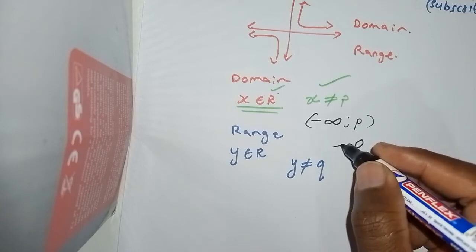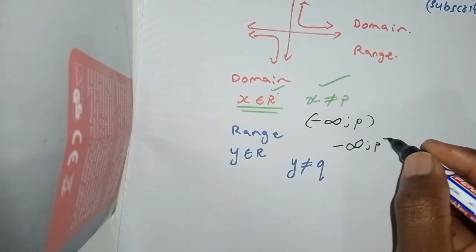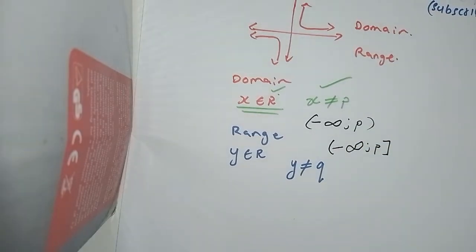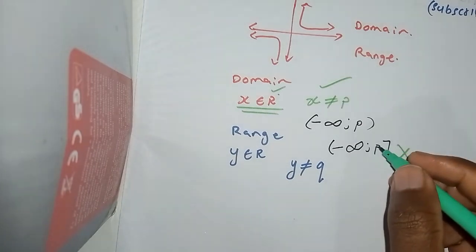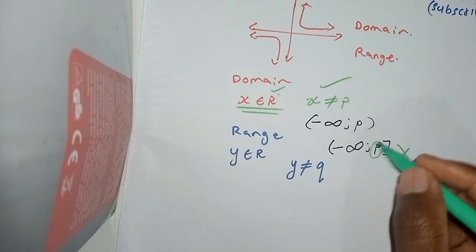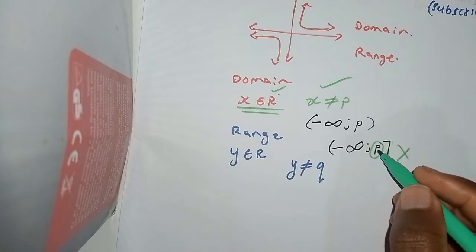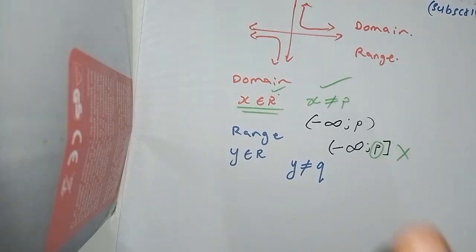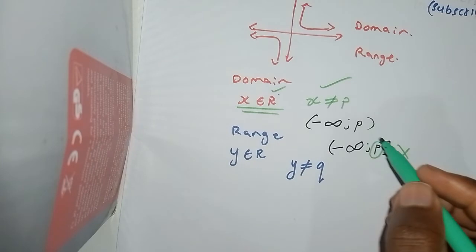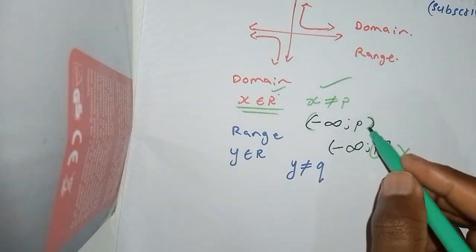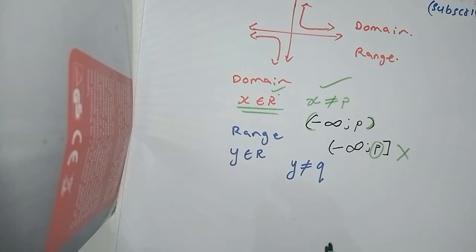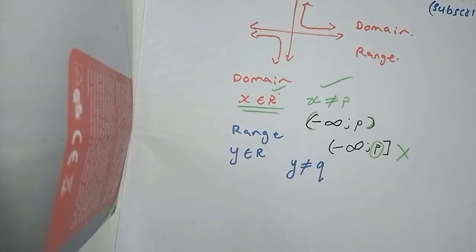Let me just try to write it in a different manner. Is this correct? No, this is wrong. Why is it wrong? This is extremely wrong. Never write that. Why? If I use this bracket, I'm saying my graph touches p, which is not correct. My graph will never touch p. That is why I use those brackets.